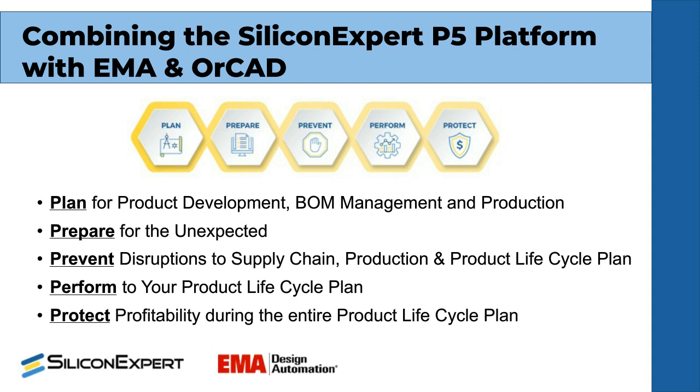So now we want to make sure we're performing to that plan. We're using those tools, we're enforcing those best practices, doing the right things at the right time, to then, at the end, protect the profitability. So making sure that we're not having unplanned costs come up, that we're doing our redesigns at the right time, that we're not stopping our production line because of lead times or things like that. That's the overall thing: to help everybody do a better job of identifying the issues early and doing everything they can to make sure those issues don't impact the rest of the production all the way through the sustainment life cycle.